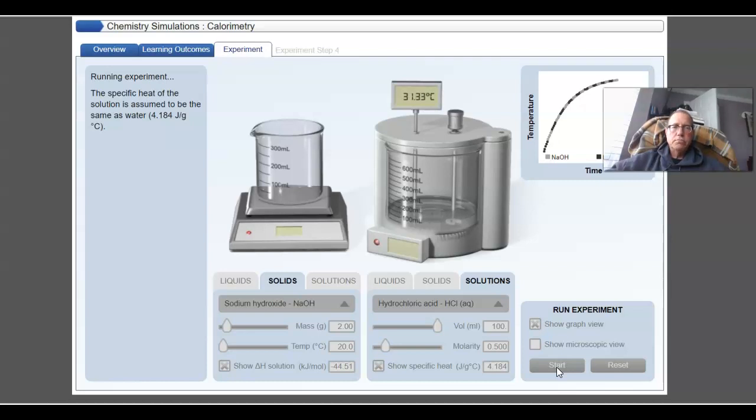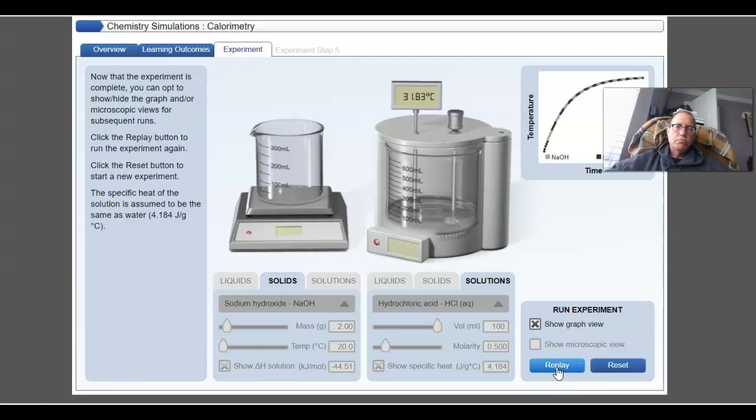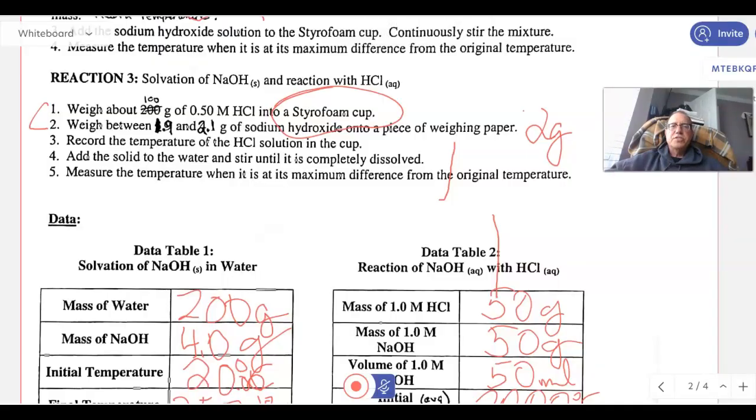Booyah. All right, so we got 31.83. I might as well just get the data at least, and then you guys can figure out the rest of it.